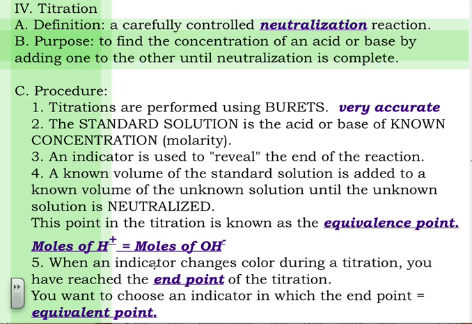Remember, when the indicator changes color, it's called an endpoint. And not every indicator is appropriate. You have to pick the right indicator for the pH that your neutralization is going to occur at. And again, you want one where that endpoint is at that equivalence point, so it works.